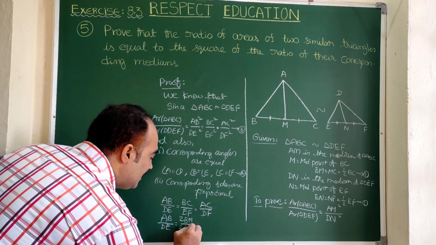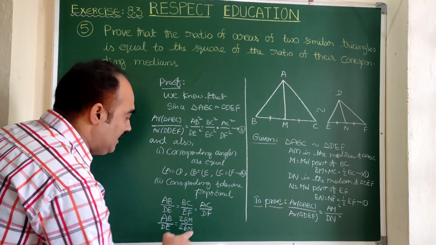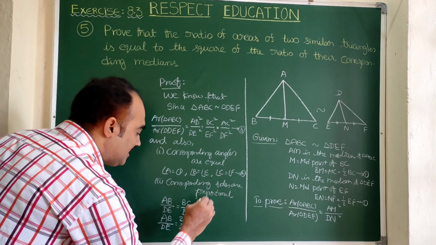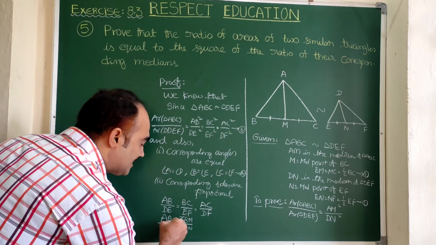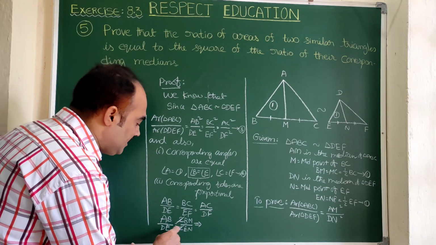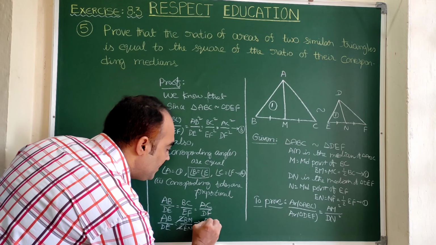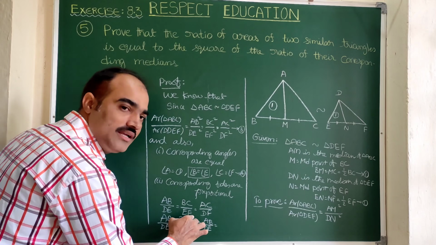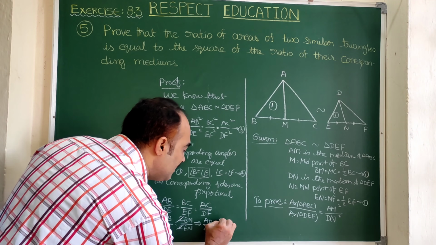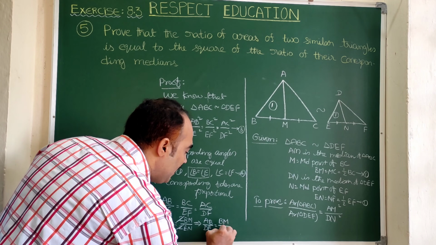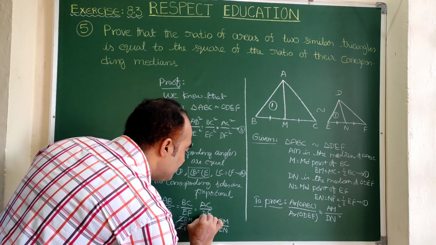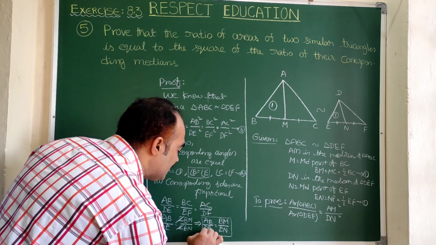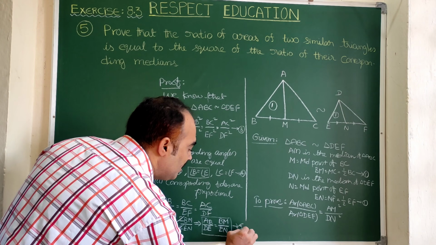Here I am not going to take AC by DF, let us leave it as it is. The 2 gets cancelled. So AB by DE is equal to BM by EN. Let us consider it as equation number 5.